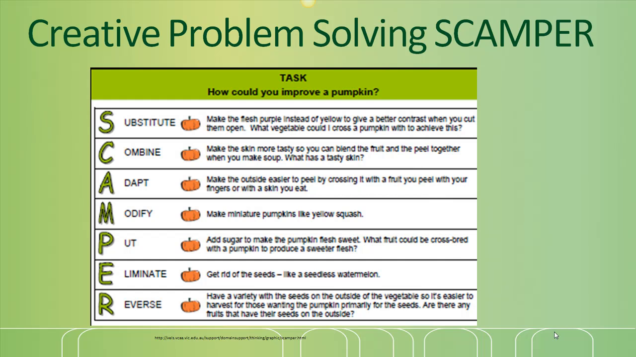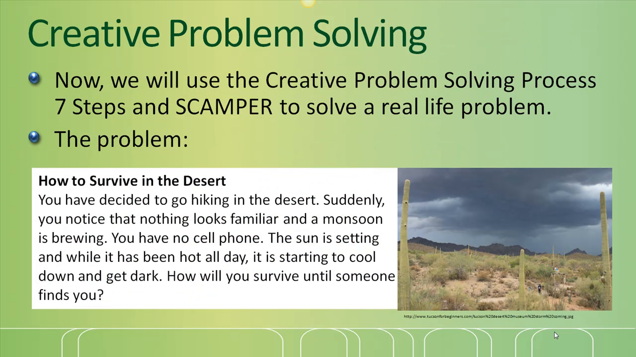This is a brief review of Scamper. The processes used in Scamper are substitute, combine, adapt, modify, put to other uses, eliminate, and reverse. The 2 that I see that are probably the neatest about how you could improve a pumpkin are modify, make miniature pumpkins, or eliminate, get rid of the seeds, so you have a seedless pumpkin.